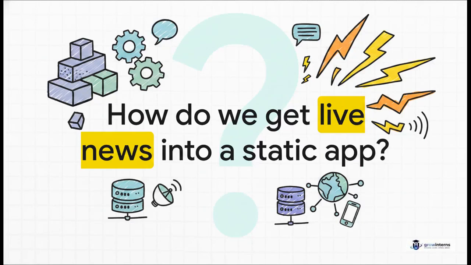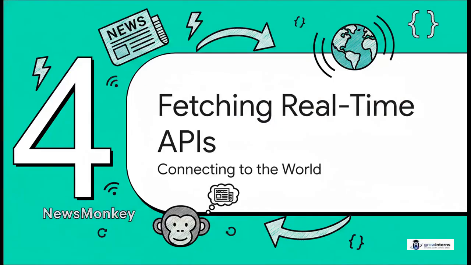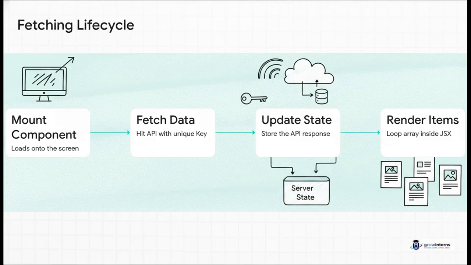So the really crucial point here is this. Up to now, we know how to build a beautiful static structure using our components and local state. But how do we actually get the live, breaking news into our app? Which brings us to Section 4, Fetching Real-Time APIs, Connecting to the World. To bring NewsMonkey to life, we literally have to connect it to the outside world using JavaScript's Fetch API.